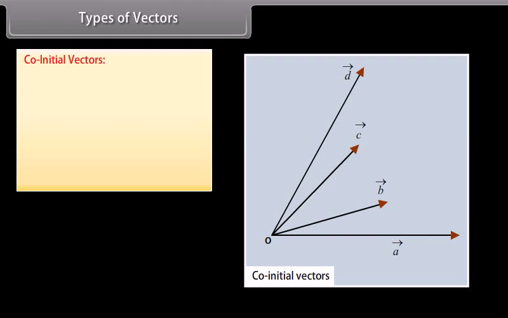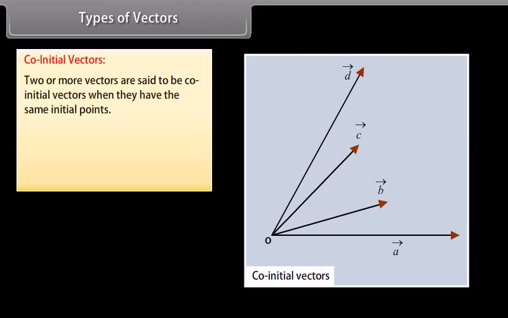Co-initial vectors. Two or more vectors are said to be co-initial vectors when they have the same initial points. For example, vectors AB, AC, AE, and so on are co-initial vectors.